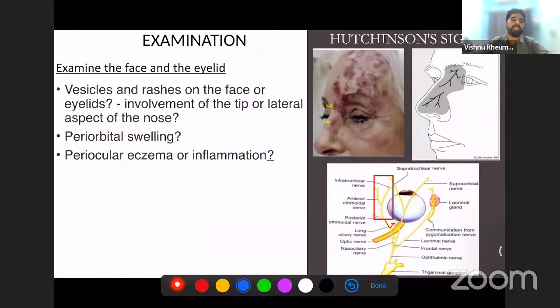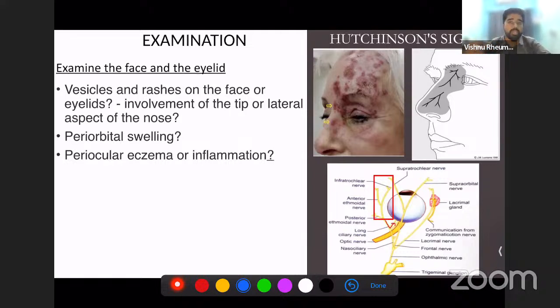Then further examining the patient, you will see where the vesicles and the rashes are, whether it's the tip of the nose that is involved or the lateral aspect of the nose that is involved. So this is something that you might have read in your MBBS. If you remember, it is called Hutchinson's sign, right? So Hutchinson's sign is basically related to the nasociliary nerve. The nasociliary nerves basically first supply the lateral part of the nose and the tip of the nose before they go into the inner part of the eye.